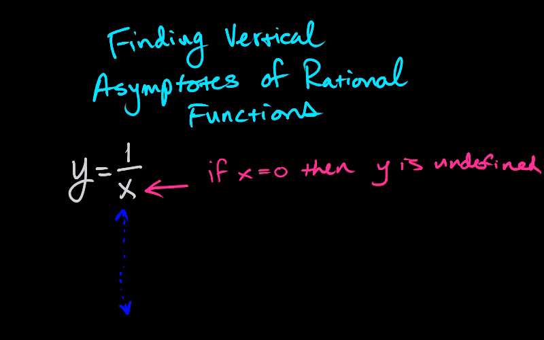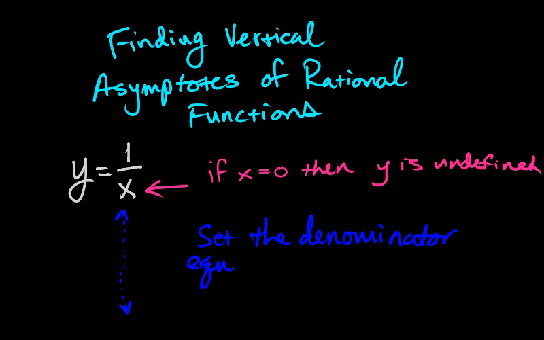And so when you're looking for vertical asymptotes, all you need to do is set the denominator equal to 0 and solve for x. When you do that, up will come the answers for what the actual vertical asymptotes are. Those will be the x values that make the denominator equal 0. So let's check one out.